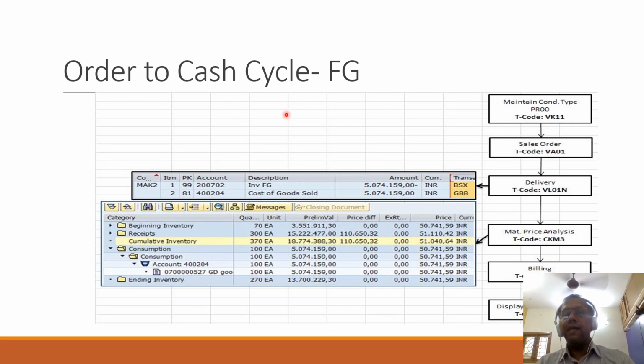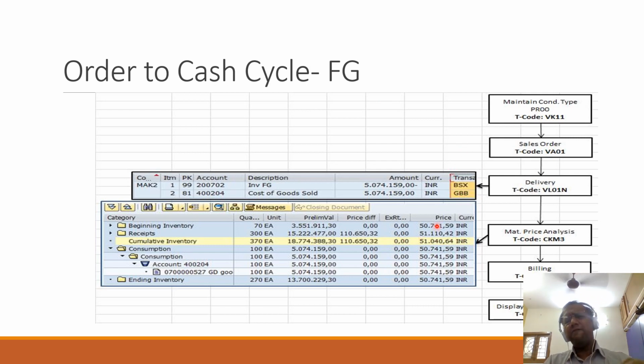See that VK11 and VA01, when you are creating a sales order, how the calculation is happening. So billing. This is the reason. When you go through the order to cash cycle for the finished goods, what are all the impacts that are happening. So material conditions, VA01, sales order, delivery, and then material price variance, and then billing, and then display. So wherever we are seeing the inventory, the inventory portions will be there. Inventory, price variance. We will see that.